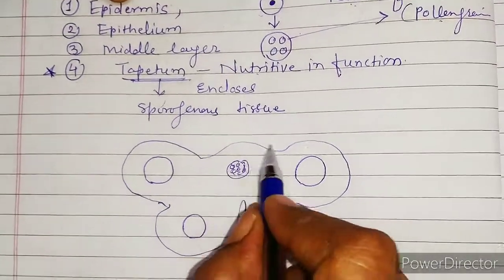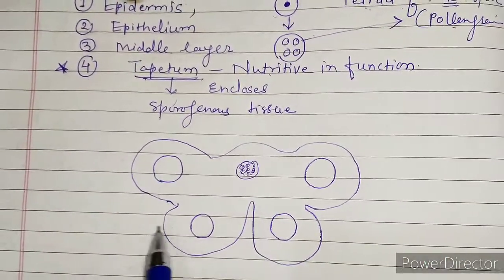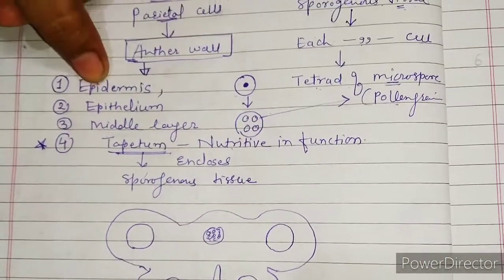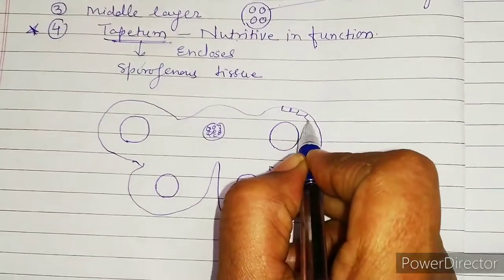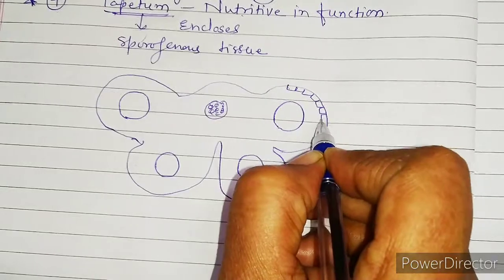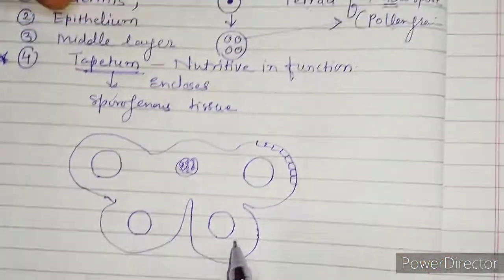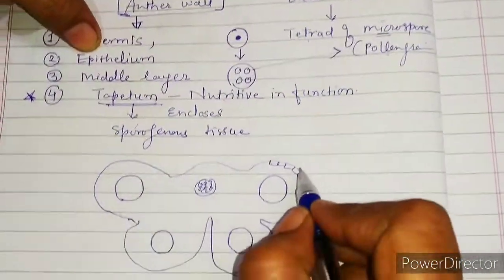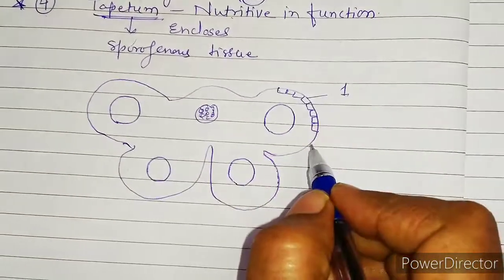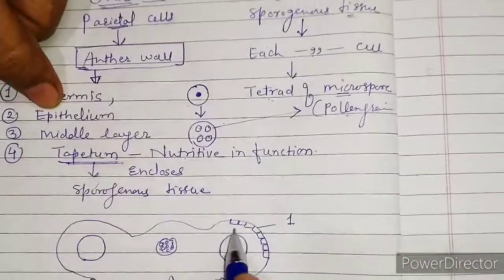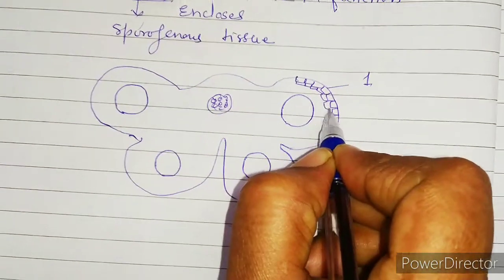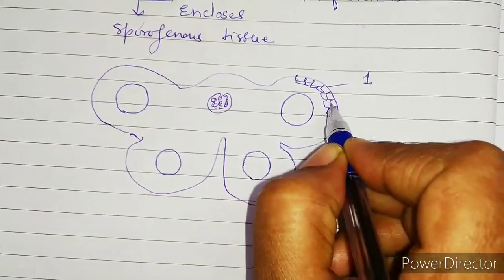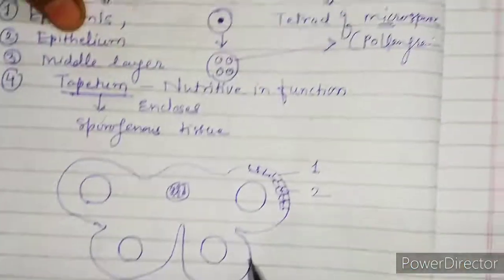Now we will see, as this is the anther wall. Outermost layer, just now I had told you that epidermis. So see here, this is epidermis, somewhat tubular cells. So I will draw only a short part. Beneath the epidermis, so this is number 1, that is epidermis, and number 2 epithelium. So beneath or below the epidermis, see here like this, there lies the second layer, that is called epithelium.